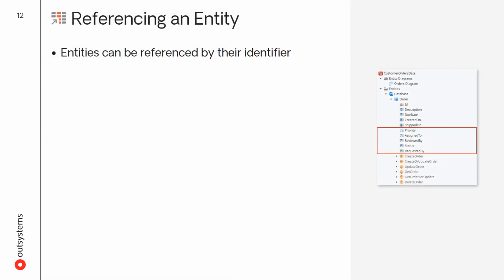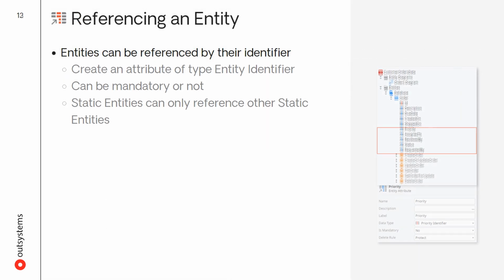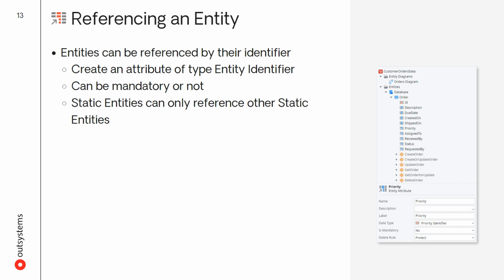Entities can then be referenced by their identifier. To reference an entity, we need to create an attribute of type entity identifier, with the entity here being the one we want to reference. In this particular example, an order will have a priority, which is also an entity of our data model. So, the order entity has an attribute called priority of data type priority identifier. These attributes can be mandatory, or not, and static entities can only reference other static entities.